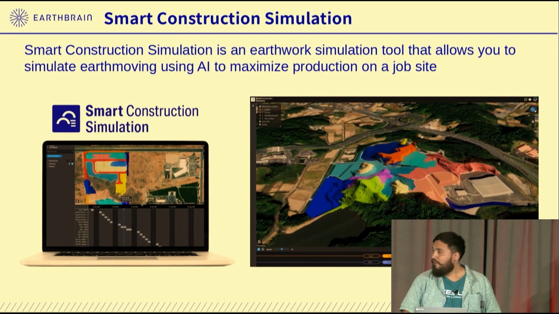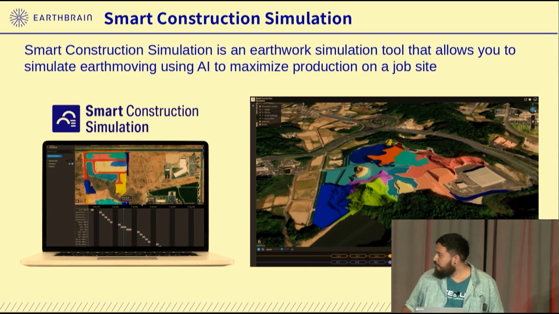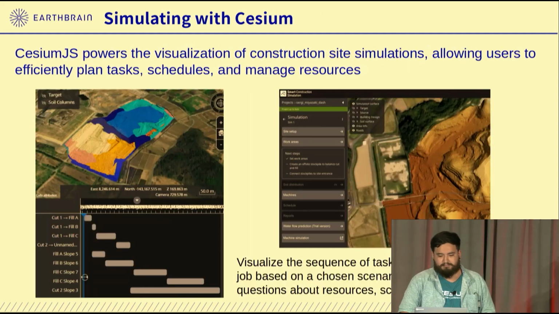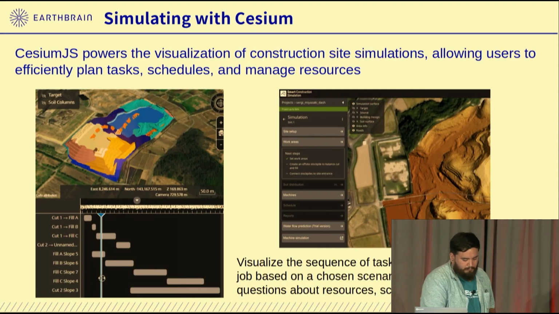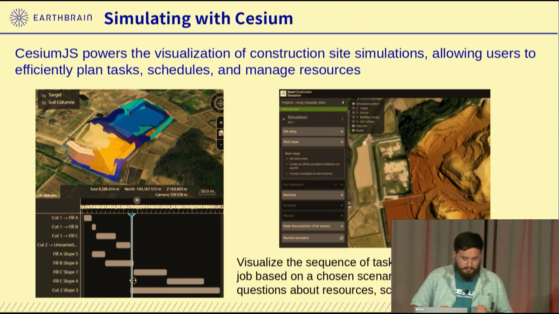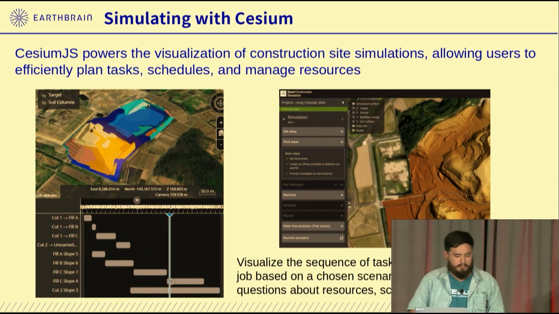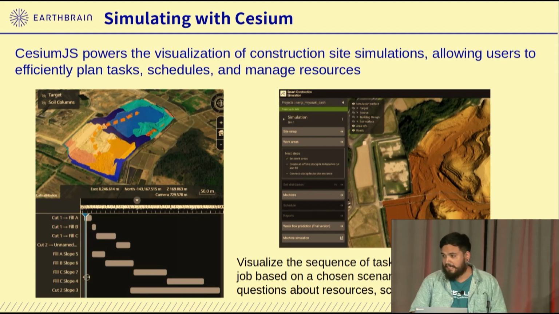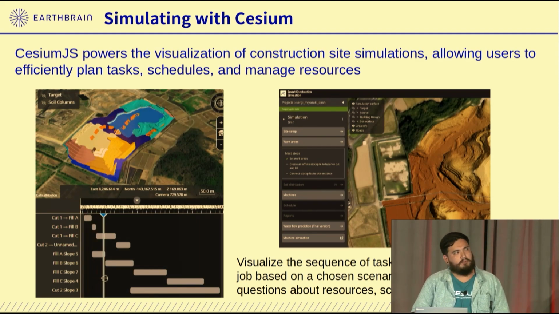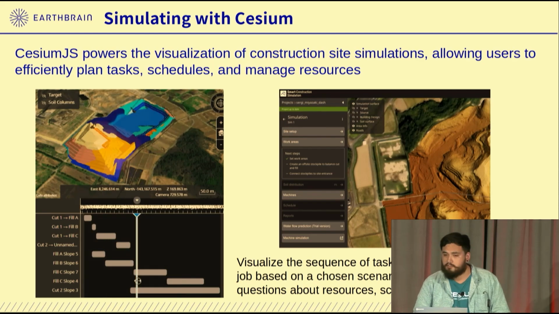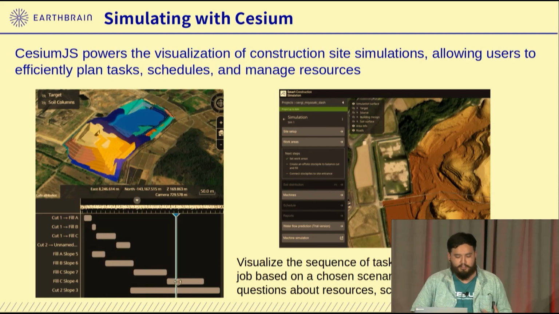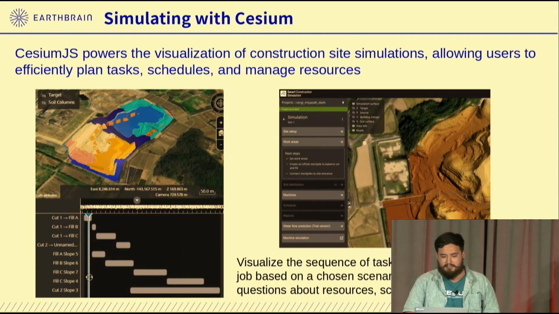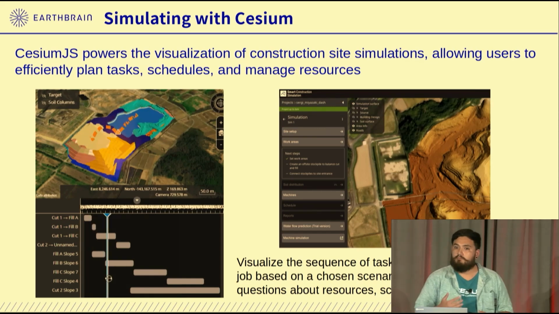And here is an example of simulation running, distributing soils between different areas of the construction site. So we use Cesium.js to visualize simulations that help effectively plan tasks and schedule those tasks, as well as manage construction machines and soil resources for the construction site. The app has a step-by-step process to help you set up the simulation.